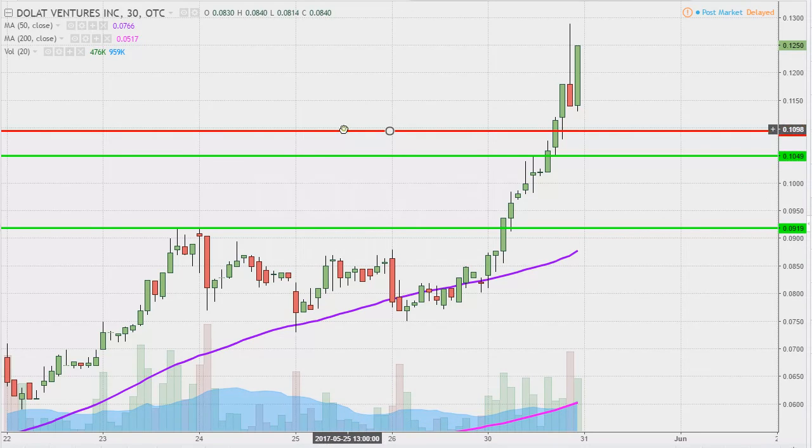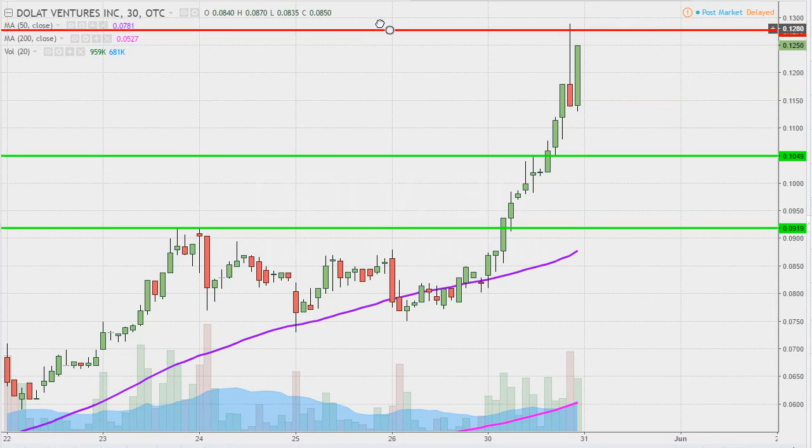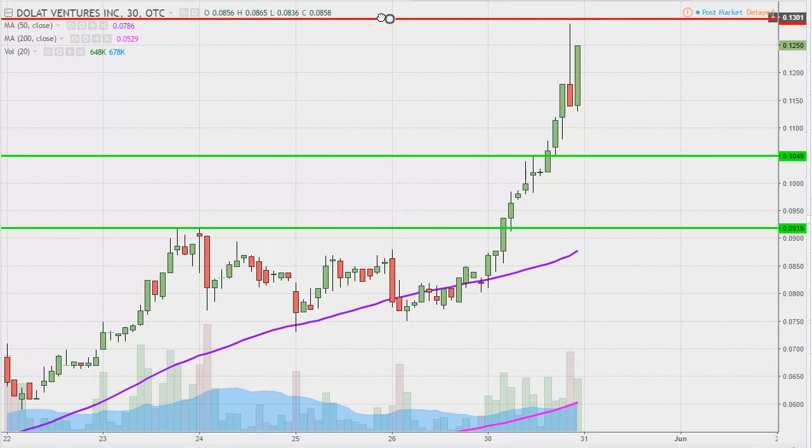Now, in regards to levels of resistance, pretty straightforward. I'm just going to go ahead and round it up. I realize the price didn't quite hit 13 cents today, but I'm going to go ahead and call it 13 cents. That's where the party stopped. So that's the current level of resistance.